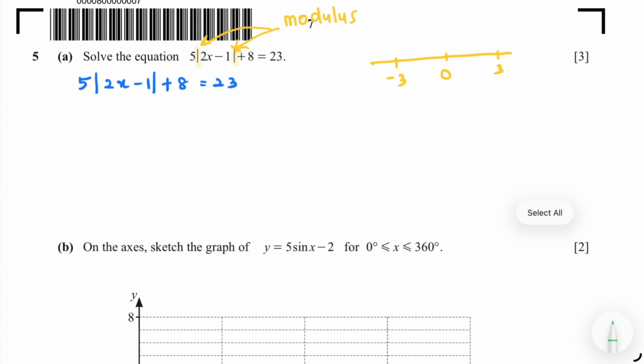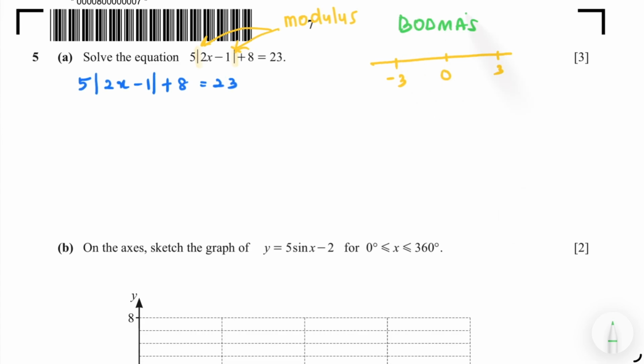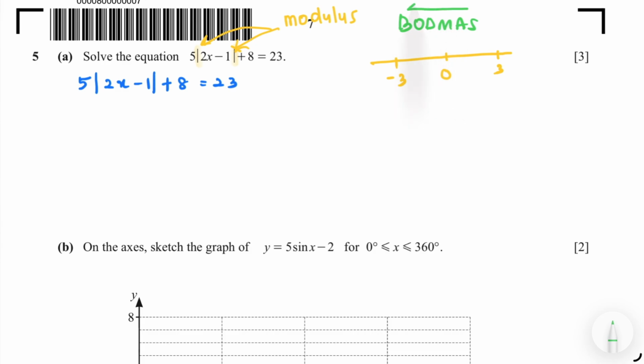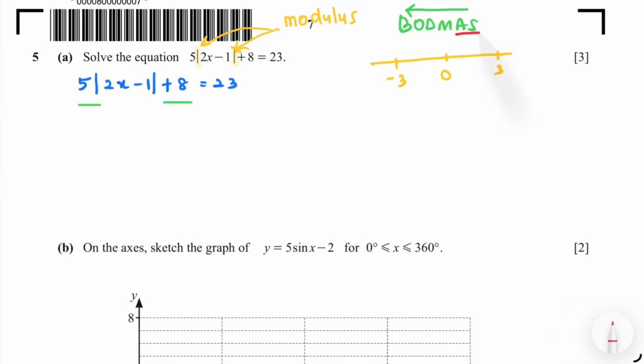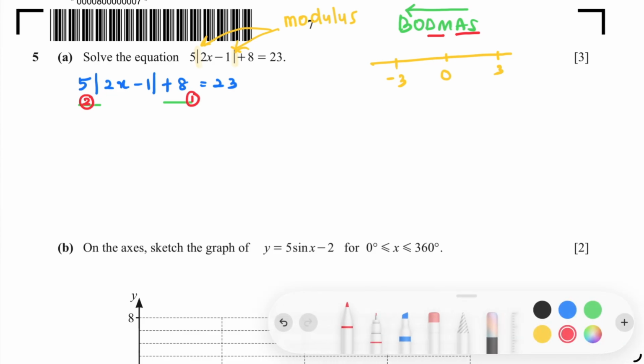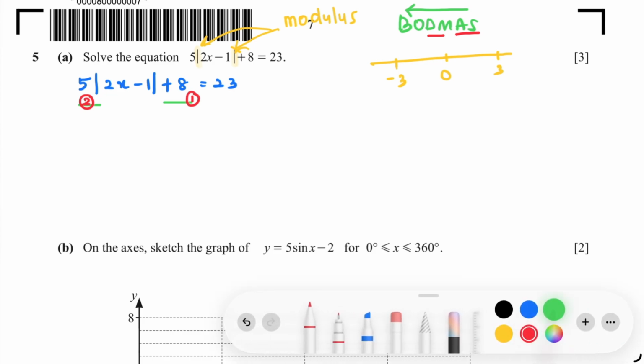If you remember AddMath, when dealing with algebra, we need to go from right to left. So we have positive 8 over here and 5 times over here. The first thing that we need to move is addition or subtraction, which is the 8. The second thing that we need to move is multiplication or division. So this is number 2, based on the sequence of which one to move first.